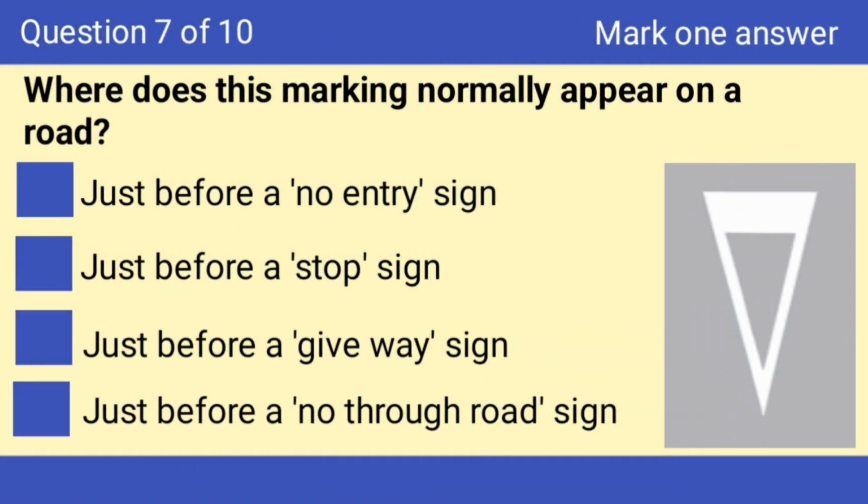Where does this marking normally appear on a road? Just before a no entry sign, just before a stop sign, just before a give way sign, just before a no through road sign.